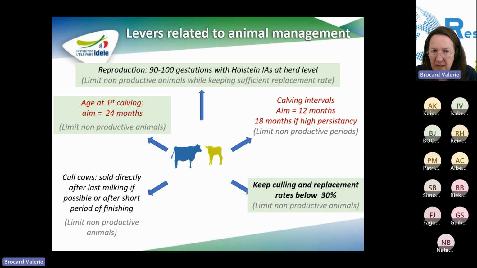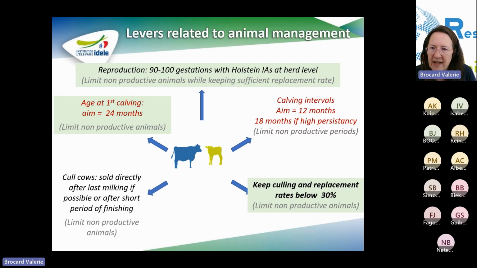The age at first calving, we have changed the management of the calves and heifers to decrease it down to 24 months and limit the non-productive animals. We are culling the cows directly after the last milking if the body condition of the animals is okay. If we need to finish the cows before sending them to the slaughterhouse, the finishing period must be as short as possible. Again, it's to limit the non-productive days on the farm. And we are trying to calve our cows every 12 months.